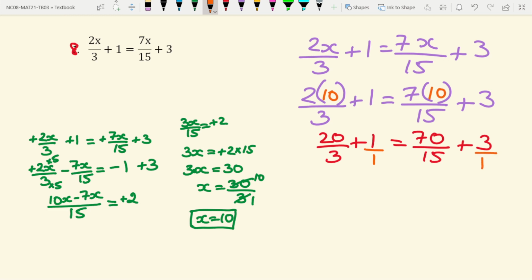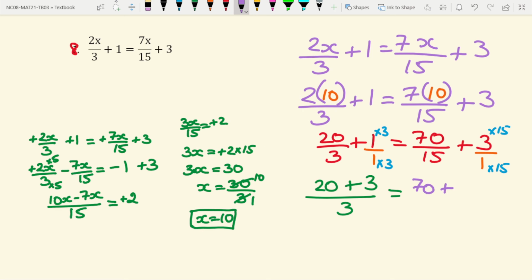So in order to add the fractions, the denominators should be equal. But the denominators are not equal. So in order to make the denominators equal, I can multiply both numerator and denominator with 3. Here I will multiply by 3, and here I will multiply by 15. So 1 15 is 15. So when we multiply, I will get 20 plus 3 1s is 3 whole divided by 3 is equal to 70 plus 15 3s is 45, 45 whole divided by 15.